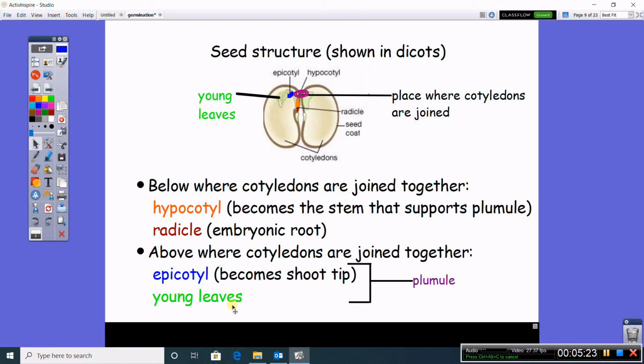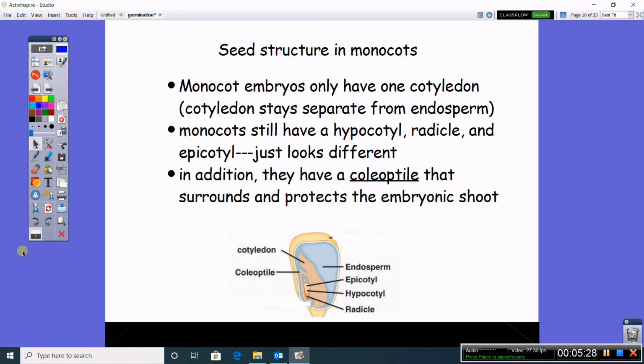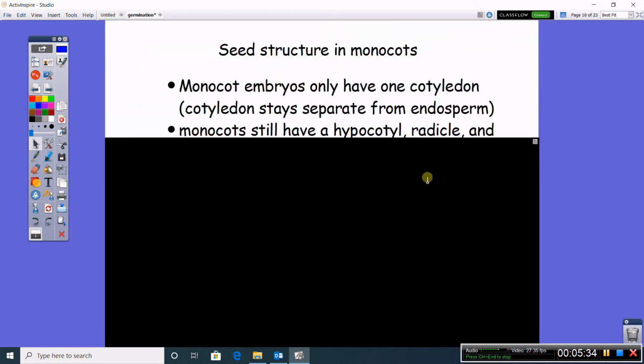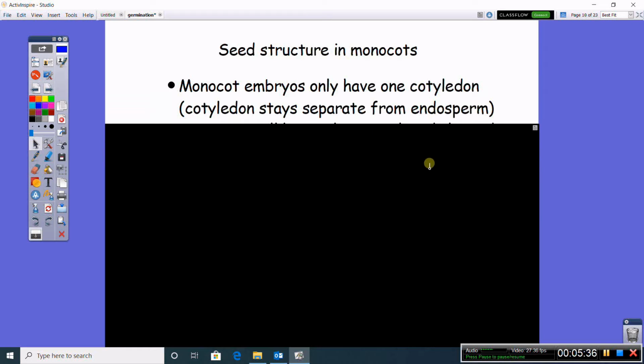And of course, if I ever go too fast, please just feel free to pause the video. All right, so what we were just talking about was seed structure in dicots. So let's look at seed structure in monocots.